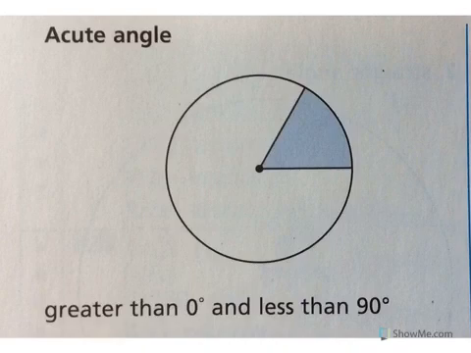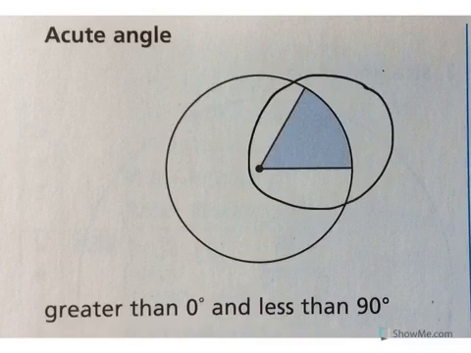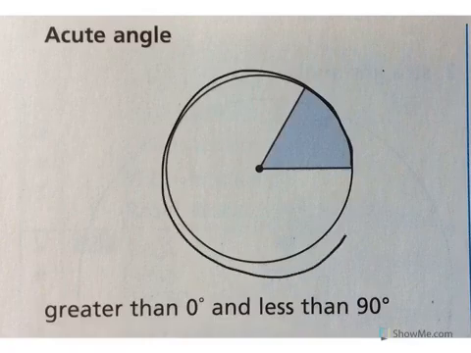So just to review, angles are actually part of a circle. An acute angle is greater than 0 degrees and less than 90. So we can see this acute angle inside of a circle. Remember, a circle is 360 degrees all the way around.